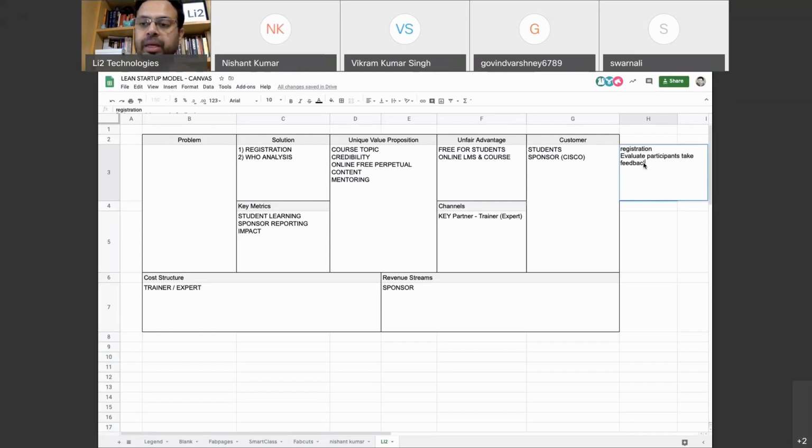So first is registration. The second thing is to evaluate participants and take feedback. The assumption we make here, which was already decided, is that in most workshops we see who has registered, then we write to them and understand them. That becomes a huge advantage for us because we go lean very fast. We have registrations, people have paid and become part of the program. Then we do the analysis, we validate, and then the actual solution comes in.